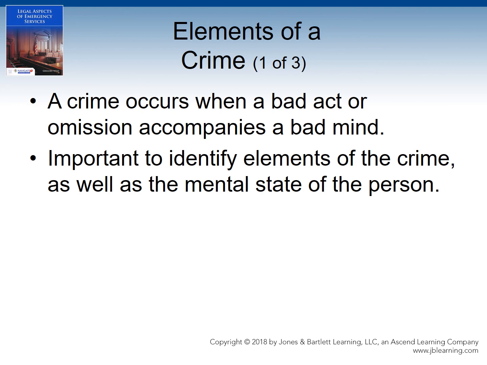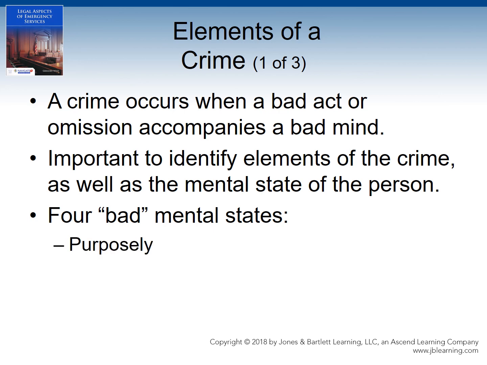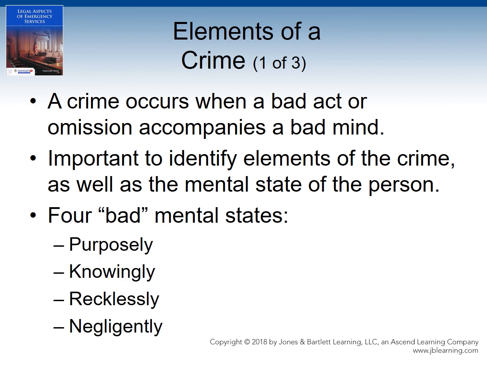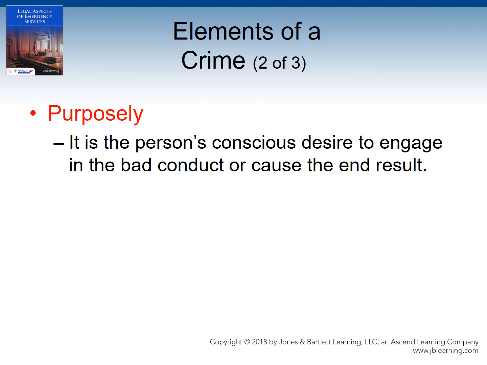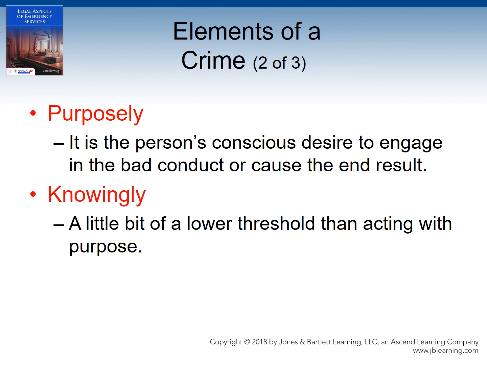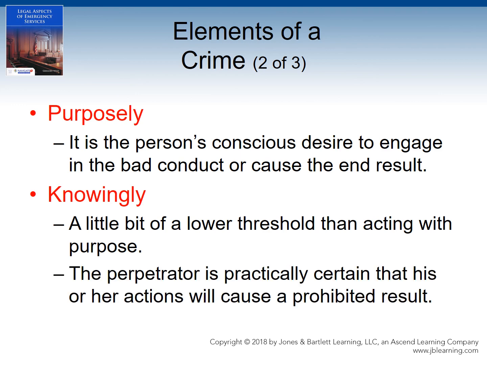Generally speaking, most states utilize the Model Penal Code or some derivative, which defines 4 different mental states associated with various crimes: purposely, knowingly, recklessly, and negligently. If a person purposely commits a crime, he or she is said to have the conscious desire to engage in the bad conduct or cause the end result. Knowingly is a somewhat lower threshold than acting with purpose. If a person knowingly commits a crime, he or she is practically certain that his or her actions will cause a prohibited result.